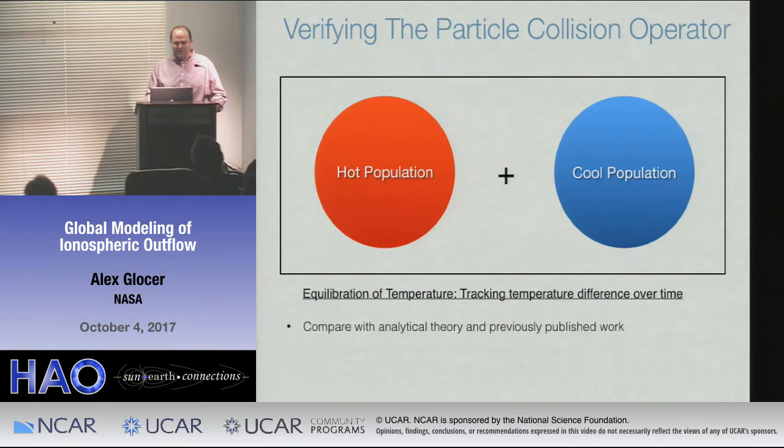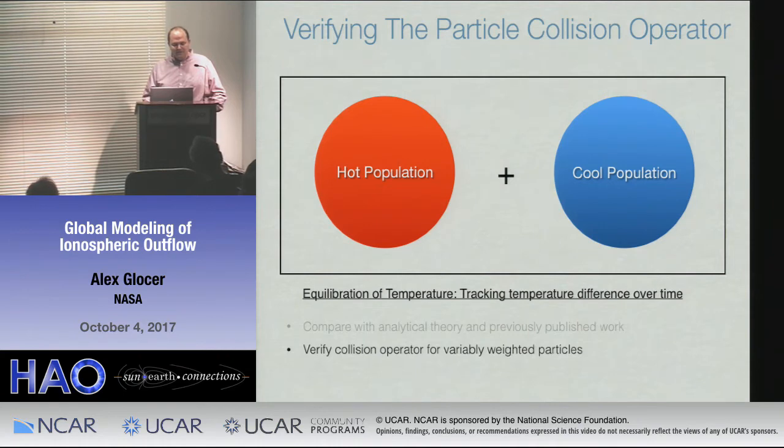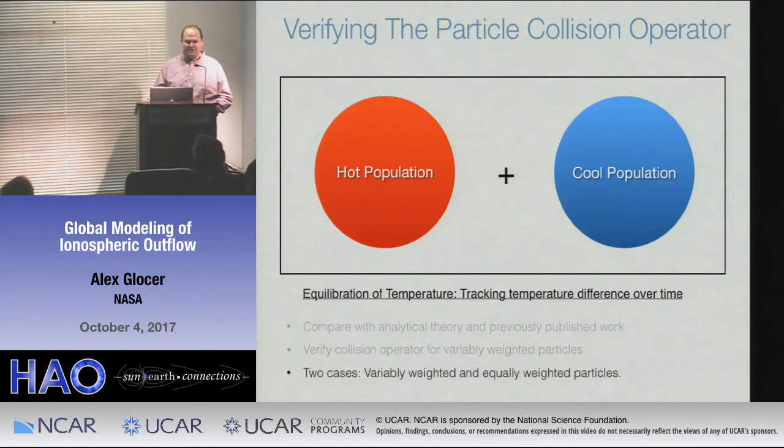Another reason that I wanted to do this type of verification is because, unlike previous models using this approach, I decided to implement variably weighted particles, where every particle can have a different statistical weight. Now, that's great, but the algorithm was originally developed for equally weighted particles, so I want to verify that I'm accounting for the variable weights correctly. So to do that, I'm considering two cases: the hot and cold population with equally weighted particles and the hot and cold population with variably weighted particles. So I can test a lot of things with this verification.